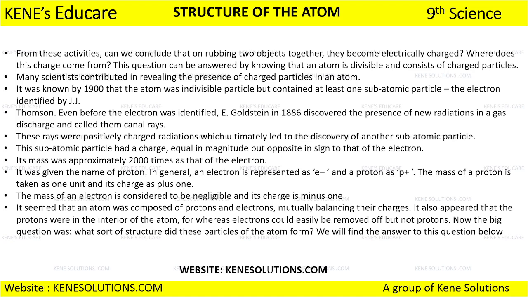So it was given the name proton. Proton was discovered because of the canal rays. Now what are canal rays? Canal rays are positively charged radiation, equal in magnitude but opposite in sign to that of the electron, because we know electrons are negative in charge and protons are positive in charge. You should know this, that protons are equal in magnitude and opposite in sign to that of the electron, and its mass is 2000 times more as compared to them.